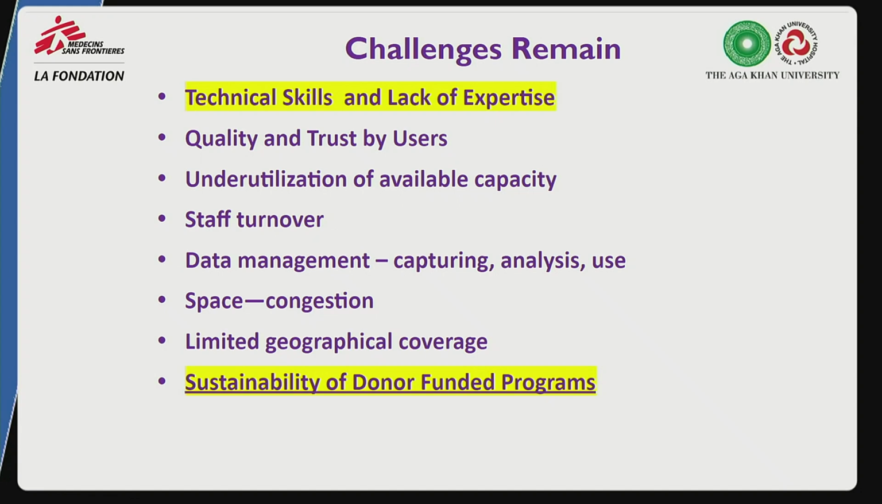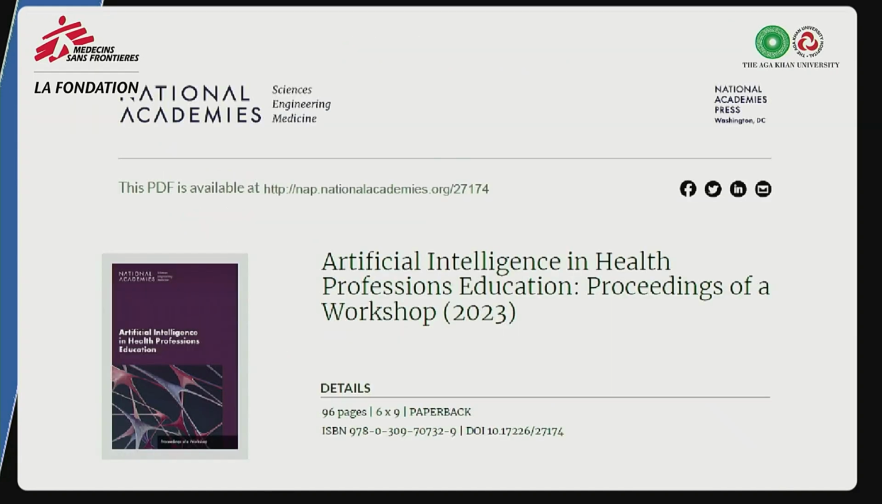These are the challenges. Technical skills and lack of expertise, which my previous speakers have also highlighted. Quality and trust by the clinicians. If today there is a good lab, the clinician doesn't know how to use the lab, which test to request, how to use the results. This is the biggest challenge. And now all the operations are funded by the donors. So how do you sustain this? That is the biggest challenge.